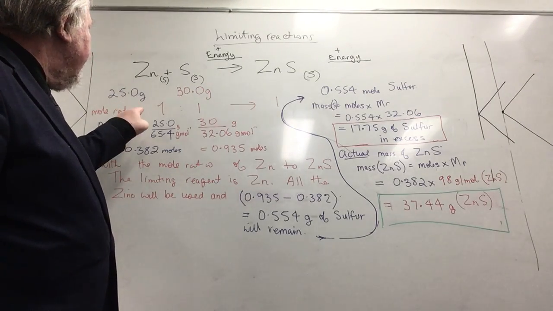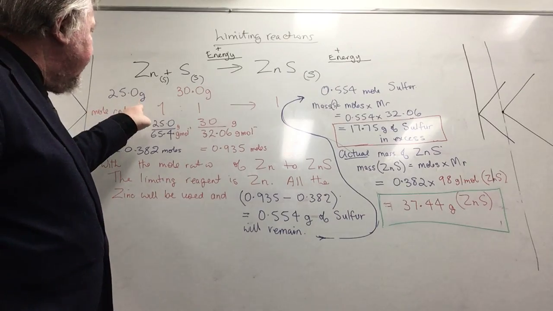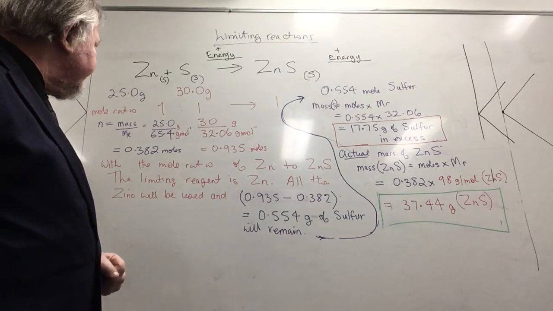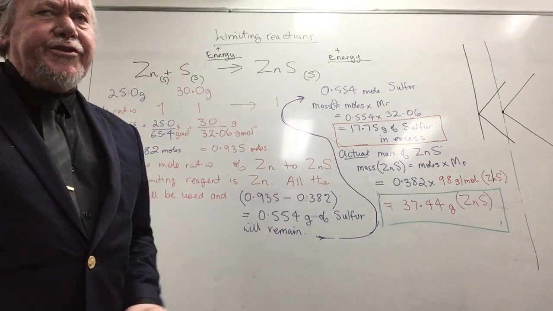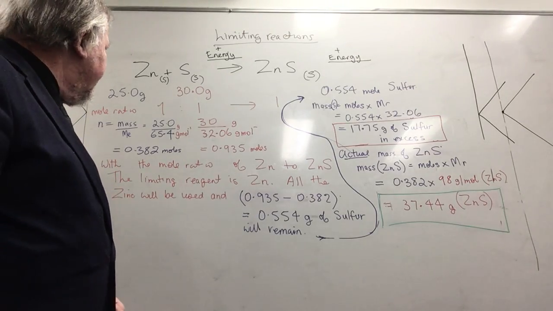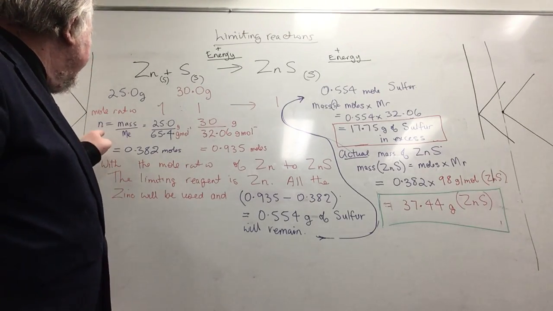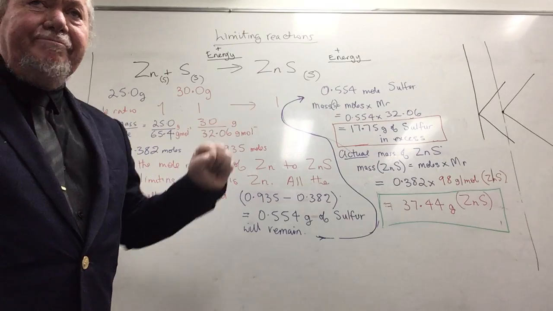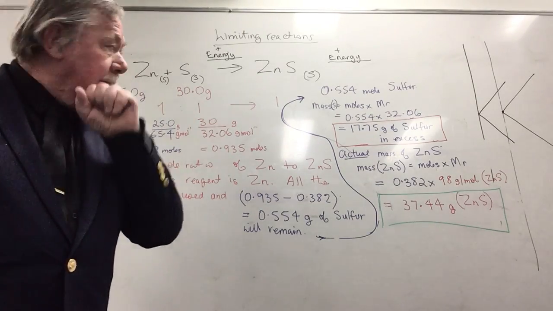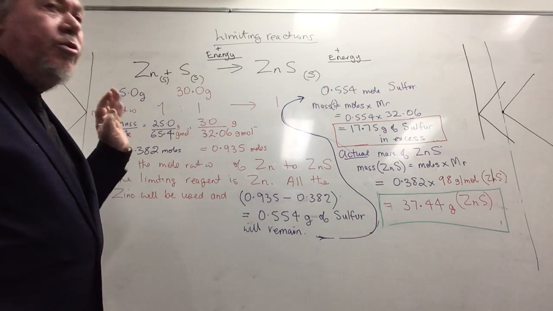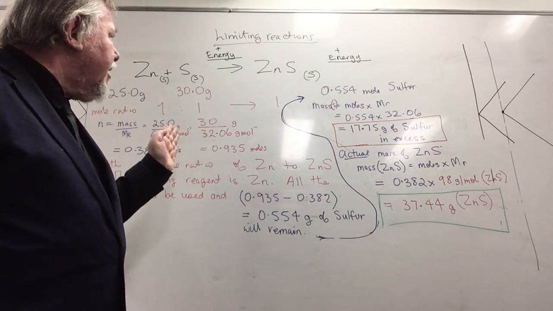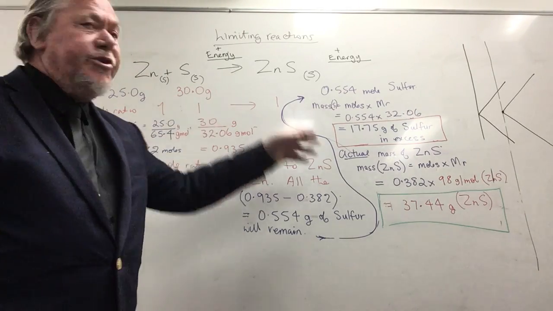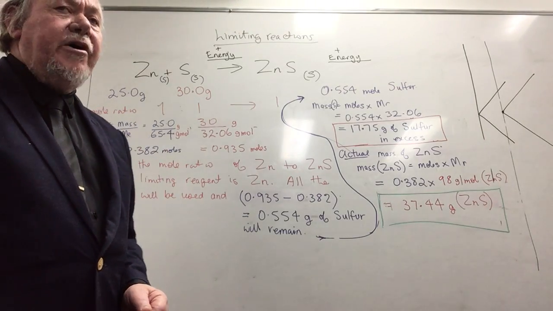Okay, so we're given 25 grams of zinc and 30 grams of sulfur, both solid, and we're going to add them together and heat them together in this crucible. What happens is we discover from our equation that the mole ratio is 1 to 1 to 1 to 1. So 1 mole of zinc will add to 1 mole of sulfur and produce 1 mole of zinc sulfide.